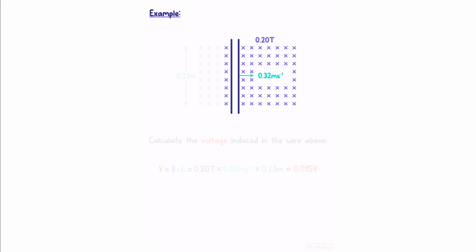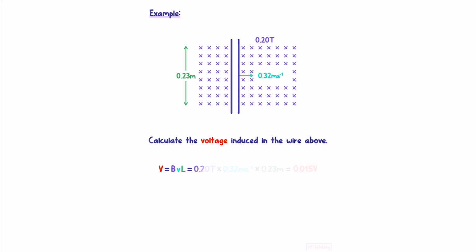Let's now go through an example. If we have a wire traveling towards the right at 0.32 meters per second, in a 0.20 Tesla magnetic field directed into the page, and the length of the wire in the field is 0.23 meters, calculate the voltage induced in the wire above. We know that voltage is BvL. We have these numbers, which gives us 0.015 volts.